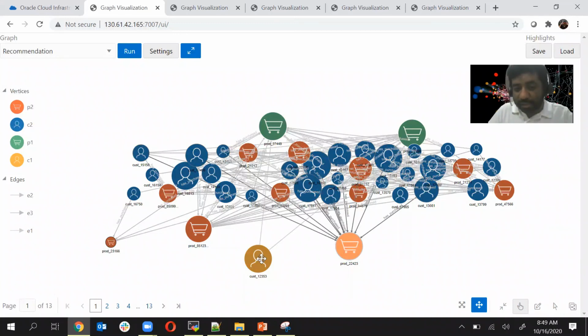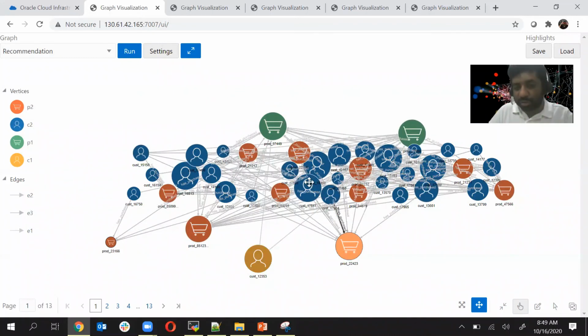in which one of those products has been purchased by this particular customer as well. So this particular product is offered to customer 12353 because the blue customers have purchased these green products as well as these red products, but customer 12353 has not purchased this particular product.